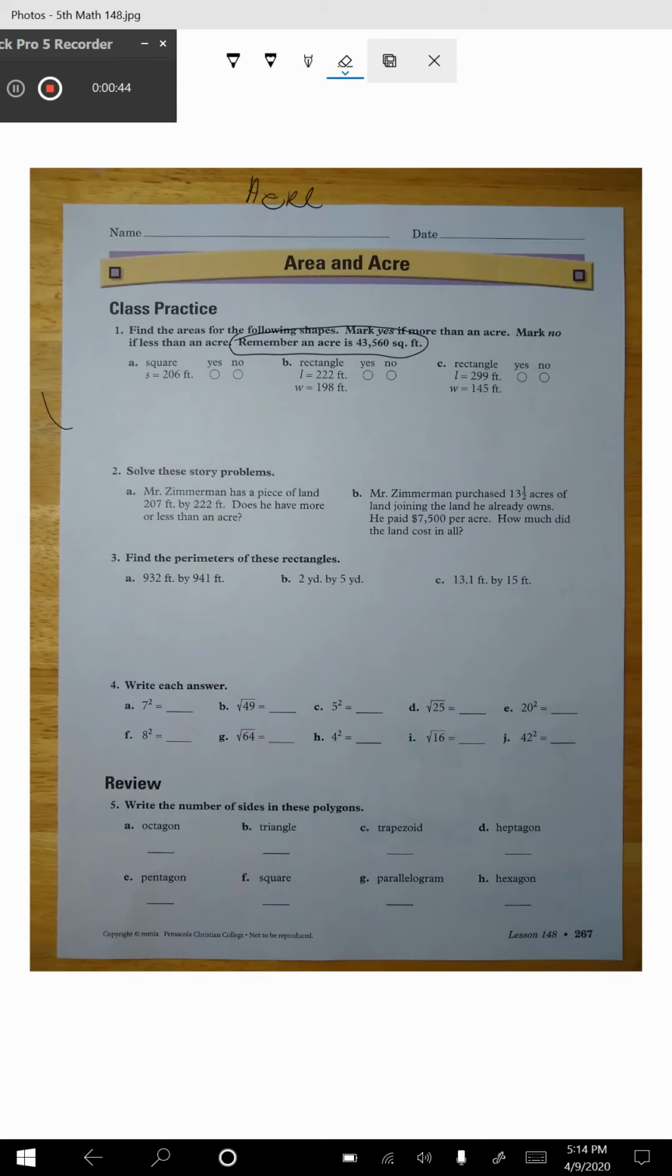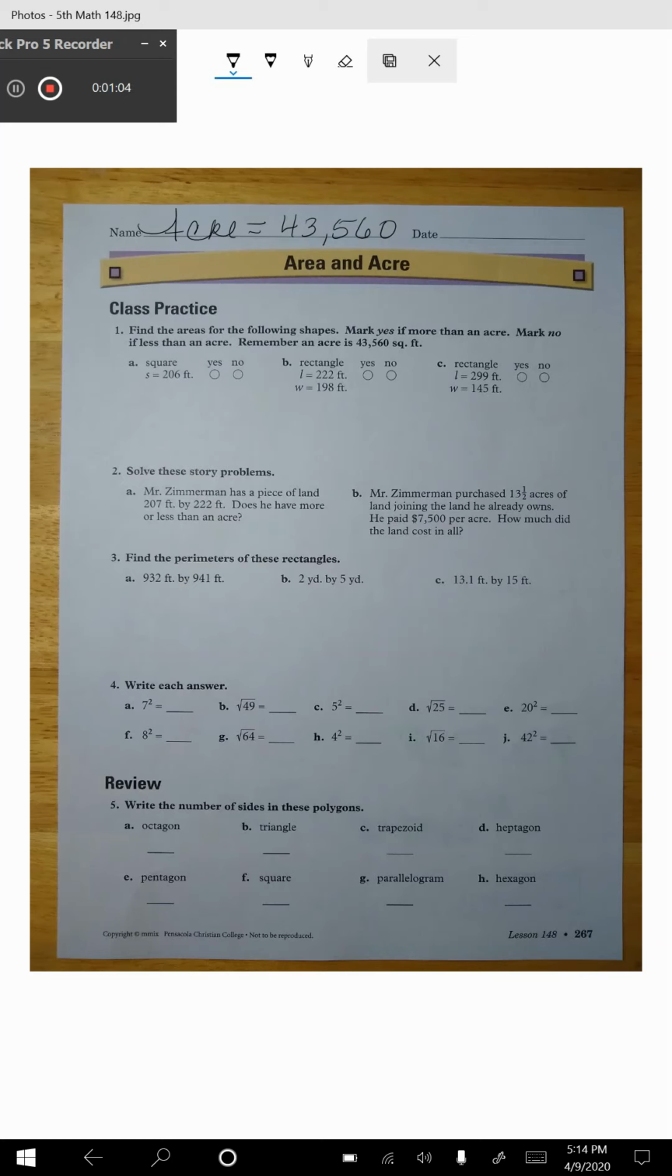Oh, this is so messy. I hate when I write messy on here. Let me tilt my page. I'm going to put it in my name spot. An acre equals 43,560 square feet. Okay, so an acre is a plot of land.